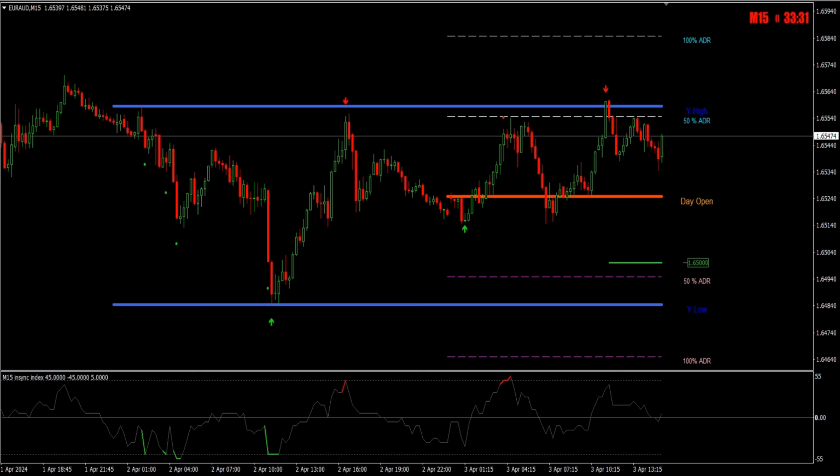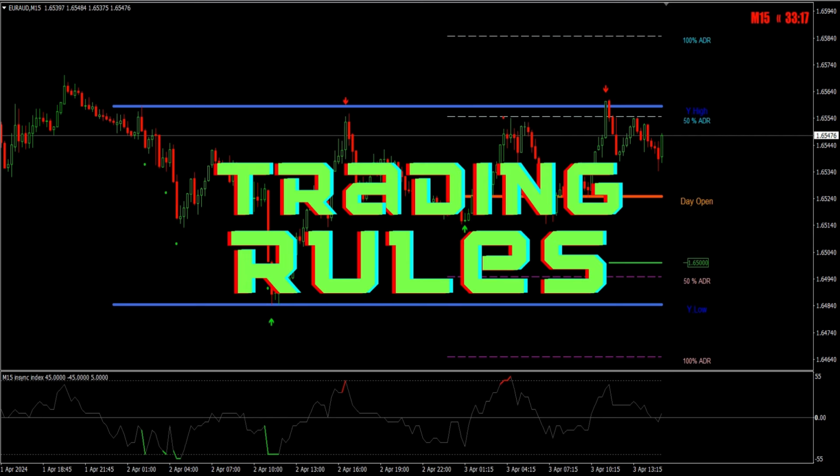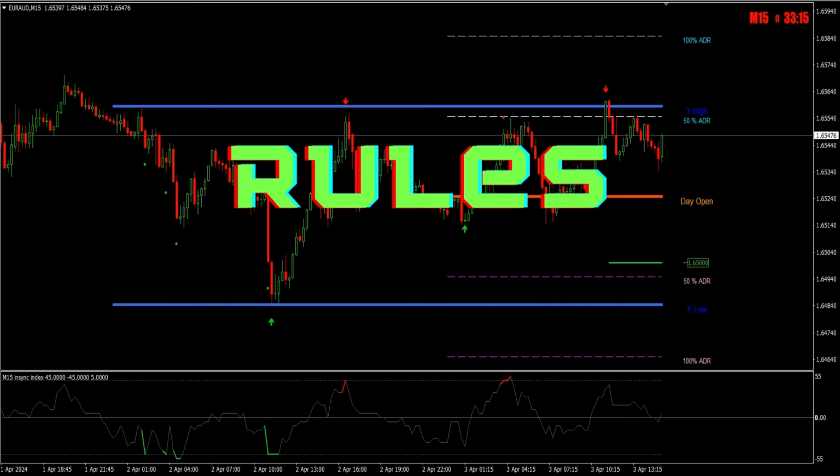Today, I'm excited to introduce you to the best Forex trading MT4 indicator. This indicator will significantly improve your analysis and enhance the precision of your trades by identifying trending markets and aligning with prominent traders' positions. Now, let's take a look at the trading rules for this indicator.